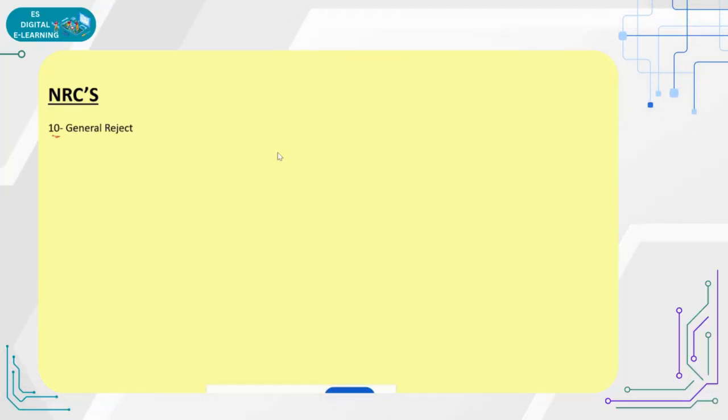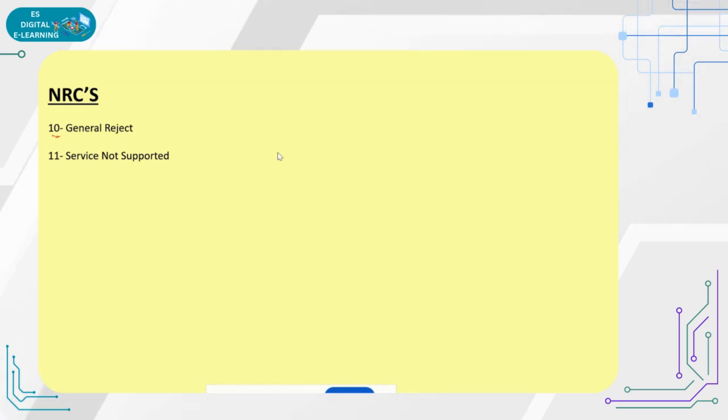Write down NRC 10, general reject. Okay, so what are we going to discuss? NRC 10 is general reject. The numbers have a sequence.